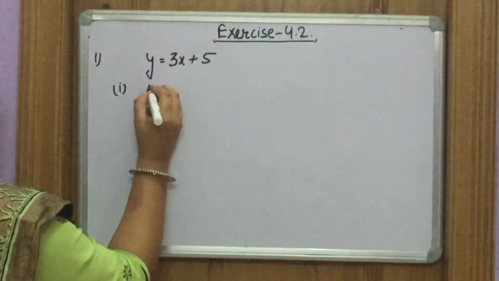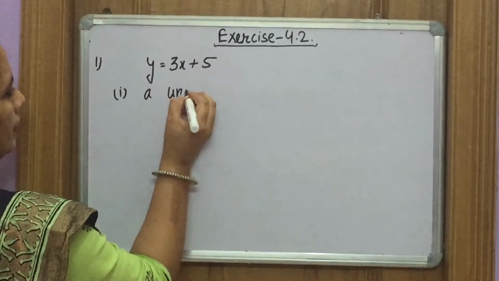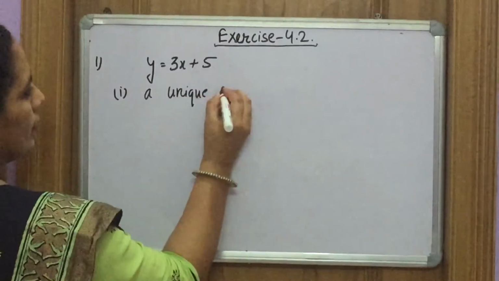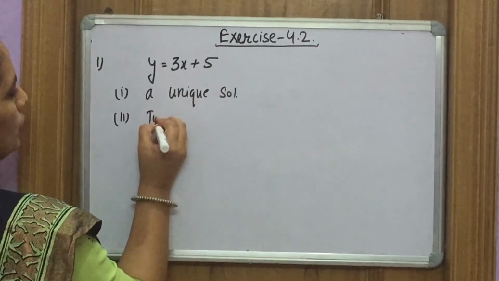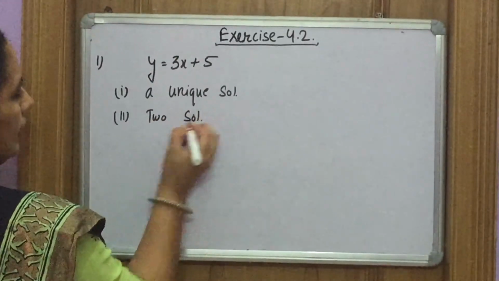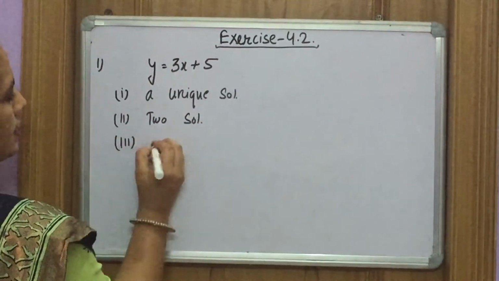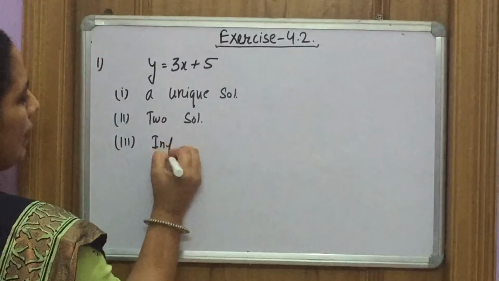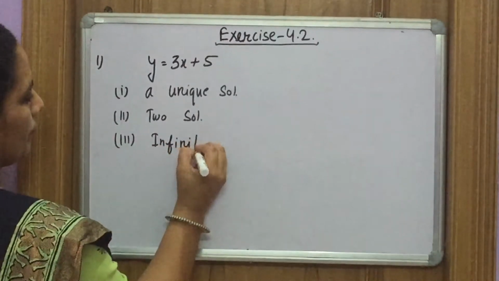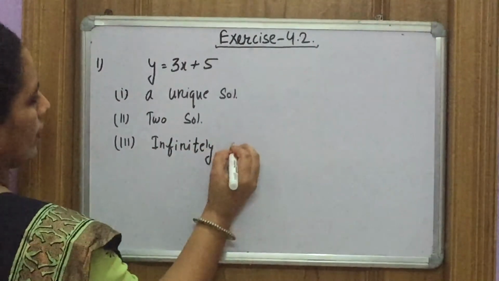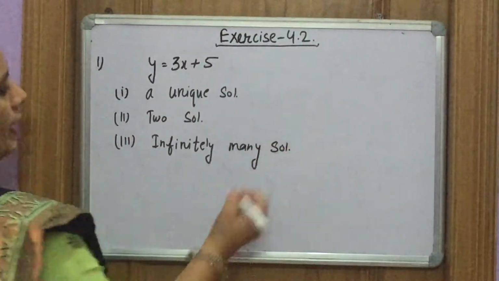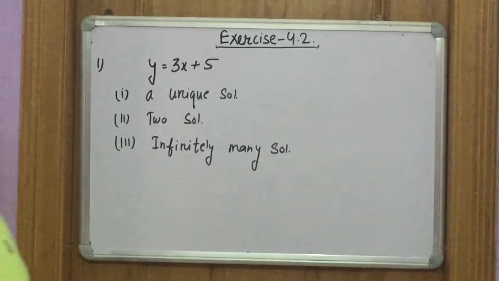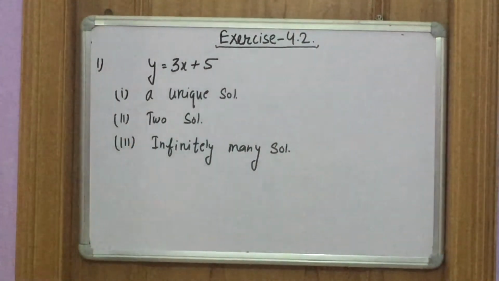First option is unique solution. Second option is two solutions, and third option is infinitely many solutions. We have to check which option is correct for this equation.